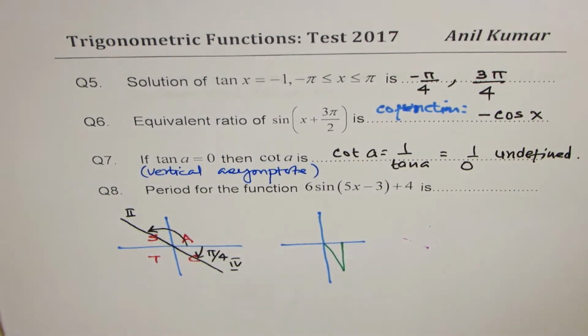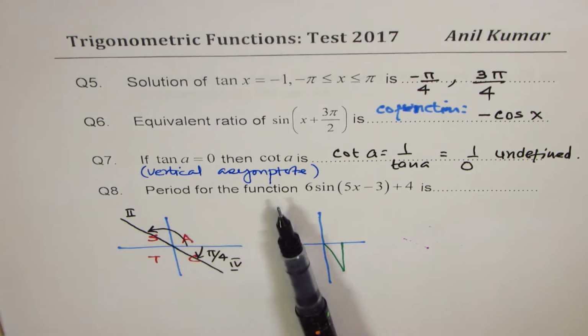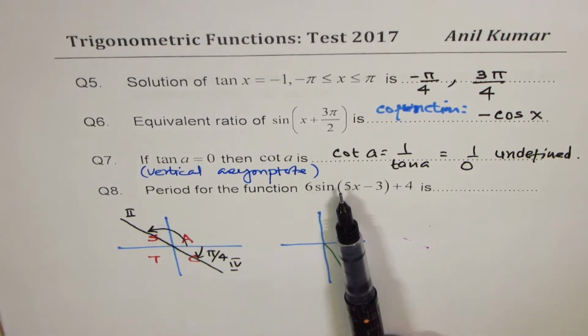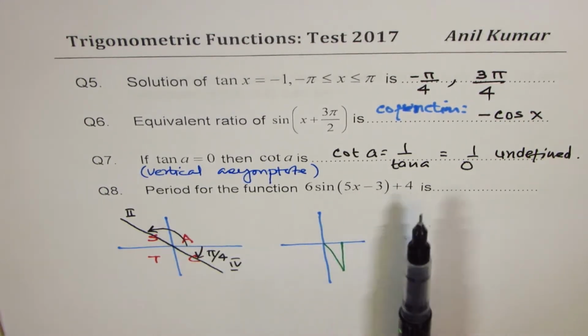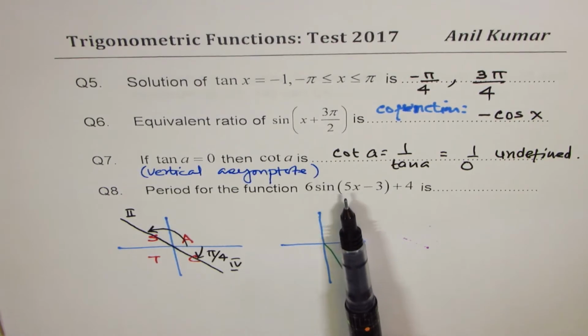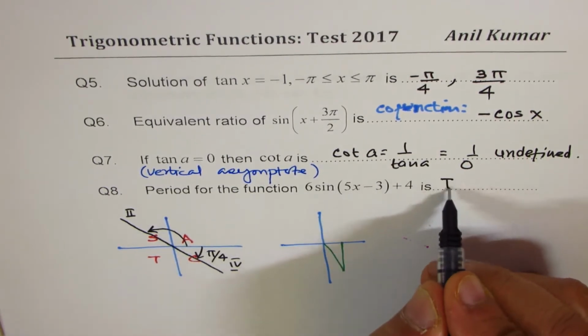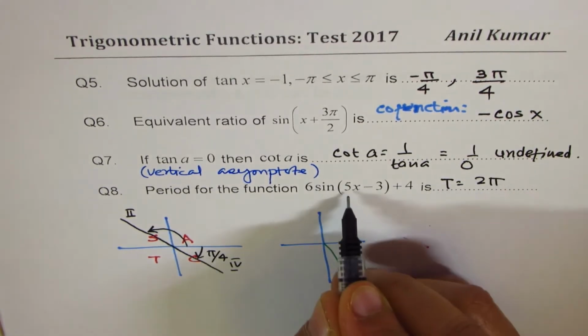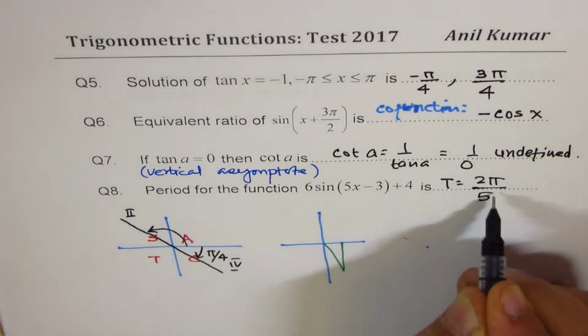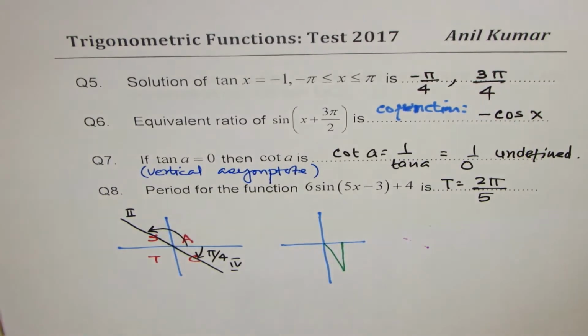So these questions help you to review the concepts. Question number 8 is, period for the function 6 sine (5x minus 3) plus 4 is what? Now this is k value, 5, that gives you the period. So time period T is 2 pi divided by 5. So that is your period, correct? So I hope that's absolutely clear.